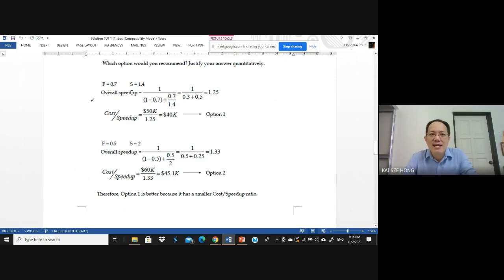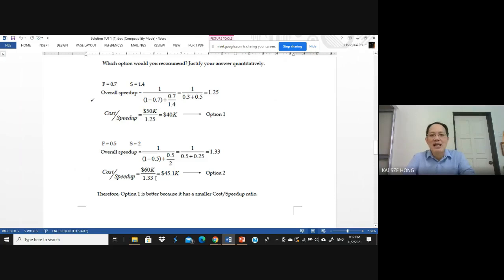So the overall speedup for the first case, you use the M star equations, so you get 1.25. Okay, so the cost per speedup, because the speedup is 1.25, your cost is $50,000. So for one speedup, you need to spend 40,000 for option 1.